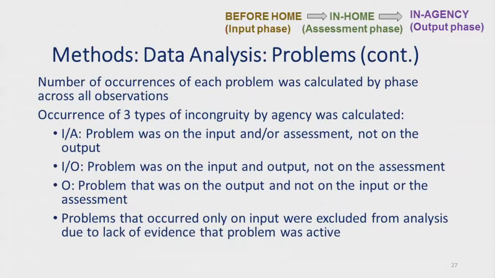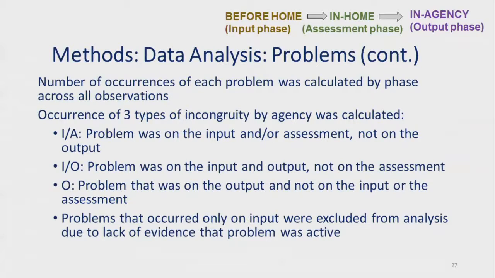Our analysis incorporated looking at the number of occurrences of each problem as calculated by phase across all observations. And then to look at the quality of the information, we identified 3 types of incongruity, dissimilarity between the input phase and assessment phase and the output phase. The first type of incongruity we call IA, which is that the problem was on the input and or the assessment and not on the output. So the problem got dropped off of the plan of care, never reached it.